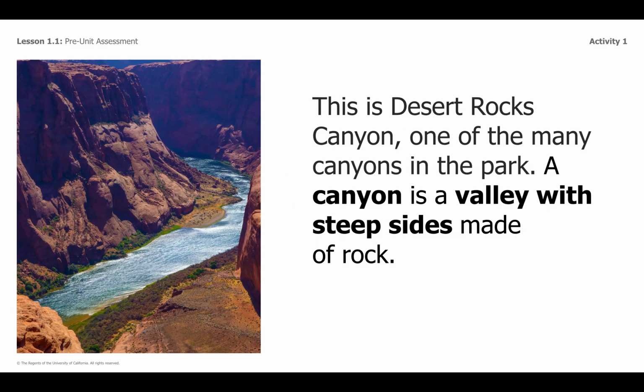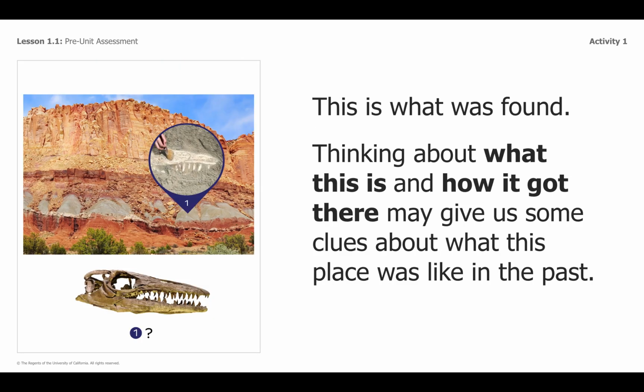Okay, this is Desert Rocks Canyon, one of the many canyons in the park. A canyon is a valley with steep sides made of rock. If you just look at the picture, you get a sense of what a canyon is. You see steep walls. There seems to be a river going between it. And this was what was found there. So look at the circle labeled number 1. Thinking about what this is and how it got there may give us some clues about what this place was like in the past.